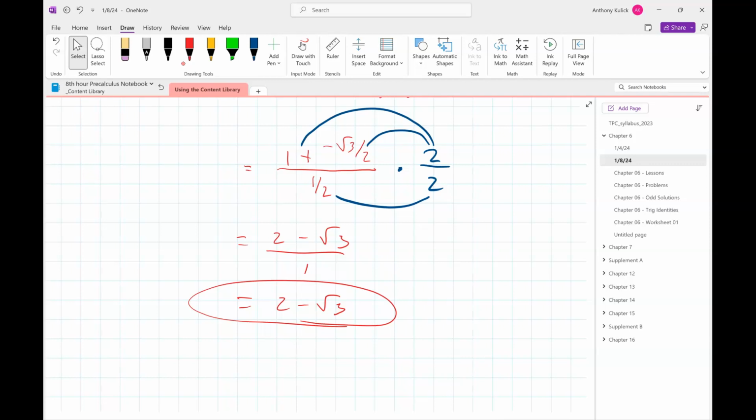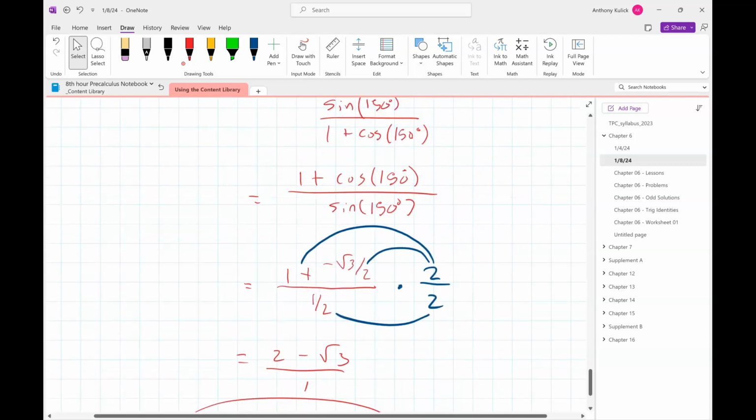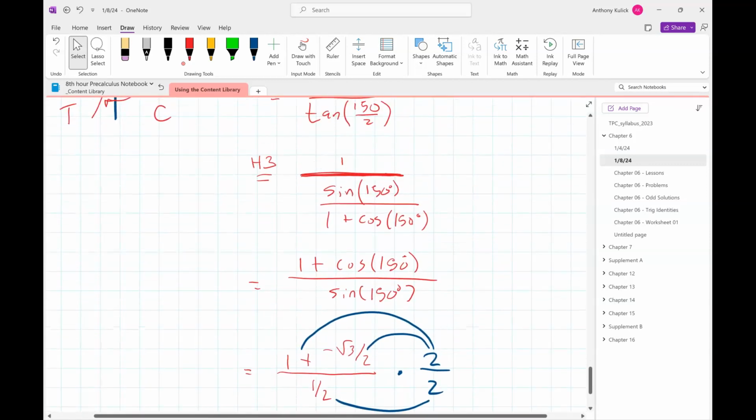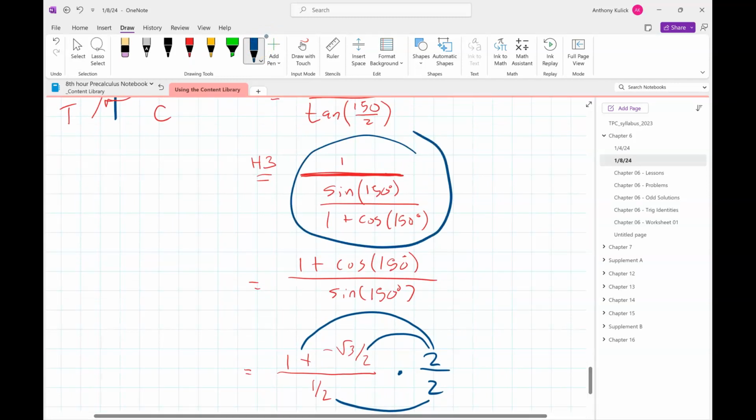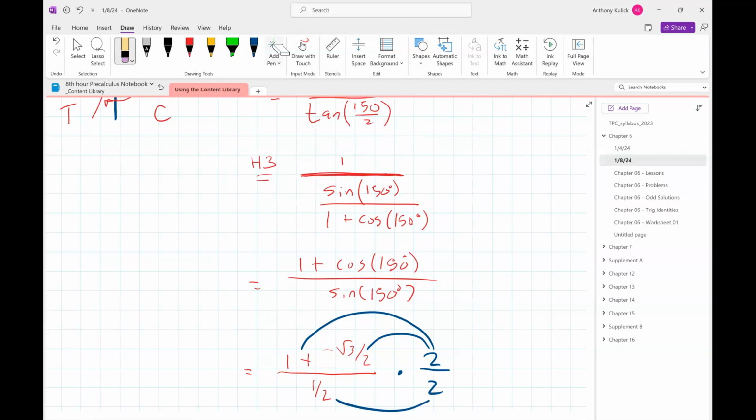Get from the H3 part to the 1 plus cosine. Well, I had 1 over that fraction, so I just made the reciprocal. That's what 1 over the fraction means. Does that feel okay? Just like when we were writing sinusoids, if I had 1 over 1/2, that was just 2. Because I just made the reciprocal of 1/2.